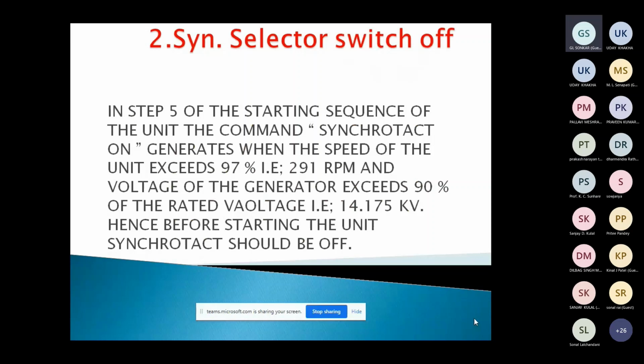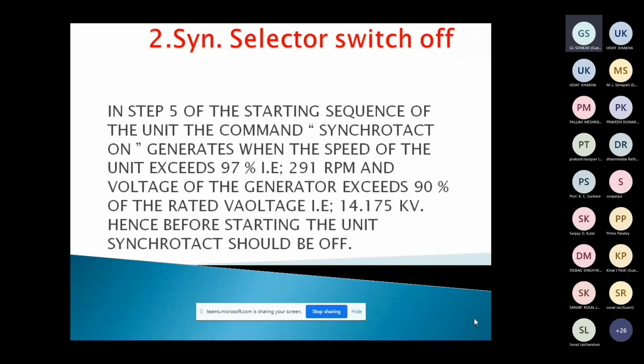Then there is a selector switch. Synchro means synchronization. That is the synchro which synchronizes your machine to the grid. That switch initially should be in the off position. While you are running, you make it auto or manual. There is an option, but when you start the machine, it should be in the off position. That is mandatory. In type 5, they have written when generator speed is more than 97%.